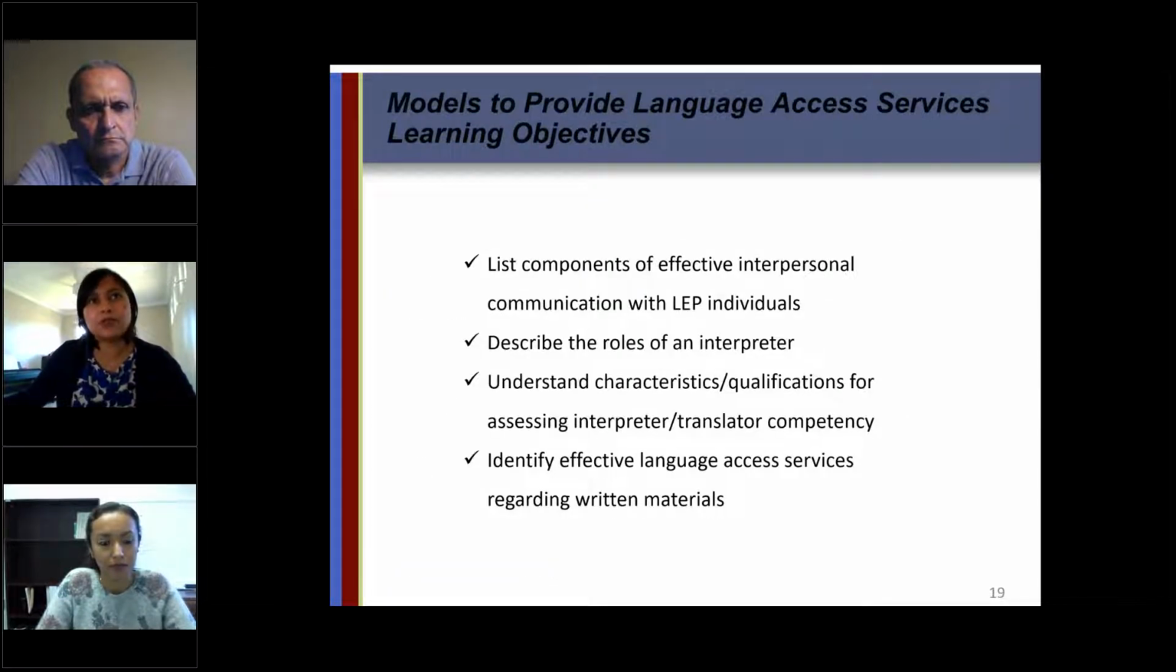So in the next section of this presentation, we're going to talk about some best practices for interpersonal communication and the importance of using interpreters and guidance for providing language access services, both oral and written. There are 4 learning objectives in this module. List the components of effective communication, describe the role of the interpreter, understand the characteristics and the qualifications for translator competency, and then identify effective language access services for written materials.